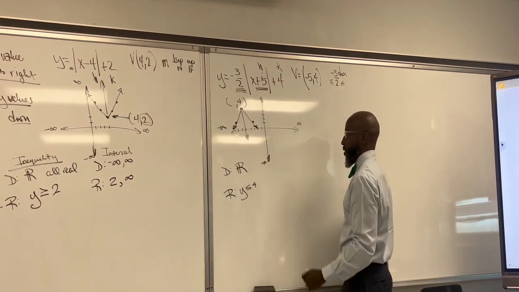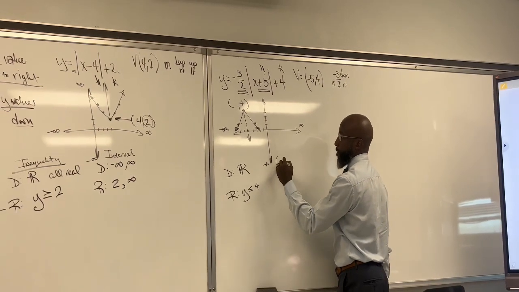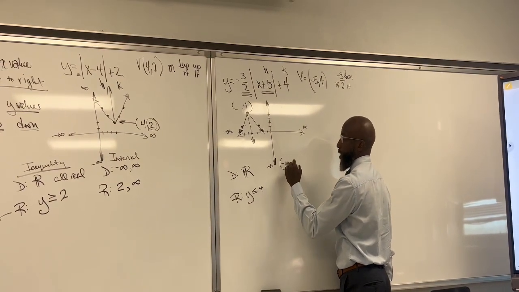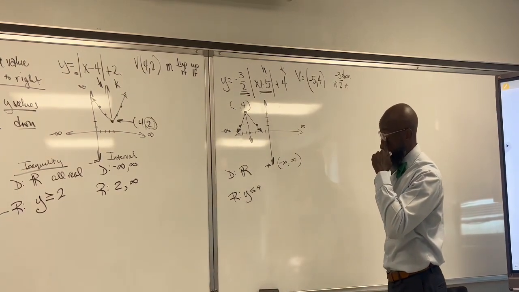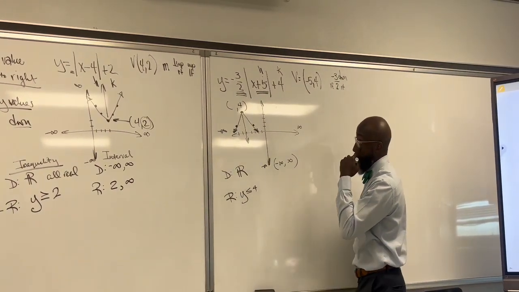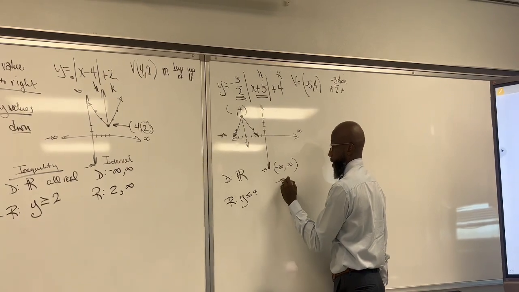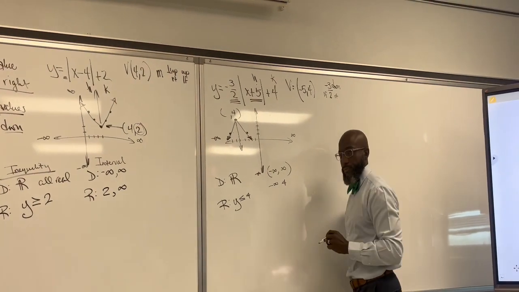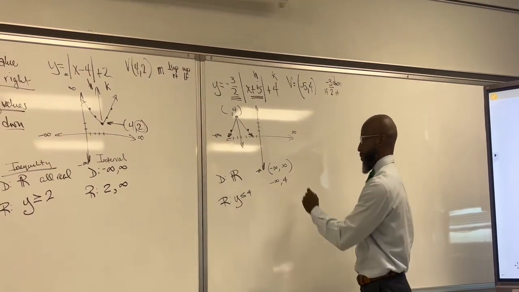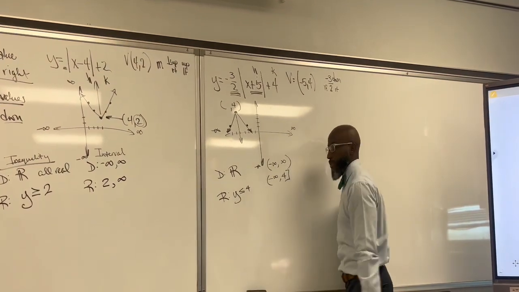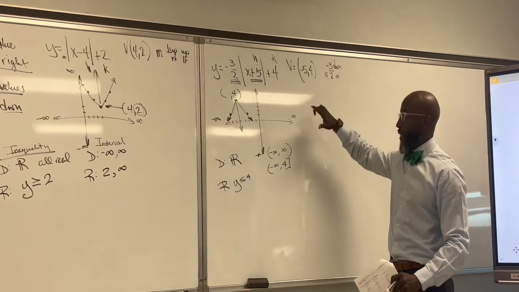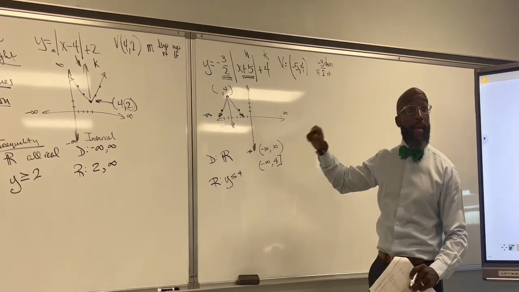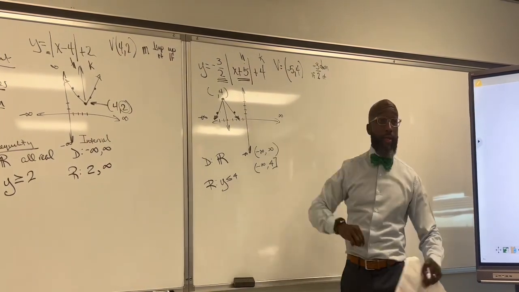Okay? So for interval notation, that's going to be negative infinity to positive infinity. Right? And for your range, it's going to be negative infinity to 4. Negative infinity to 4. Need a bracket here and a parenthesis. All right? So that is how we find our domain and our range of absolute value functions.